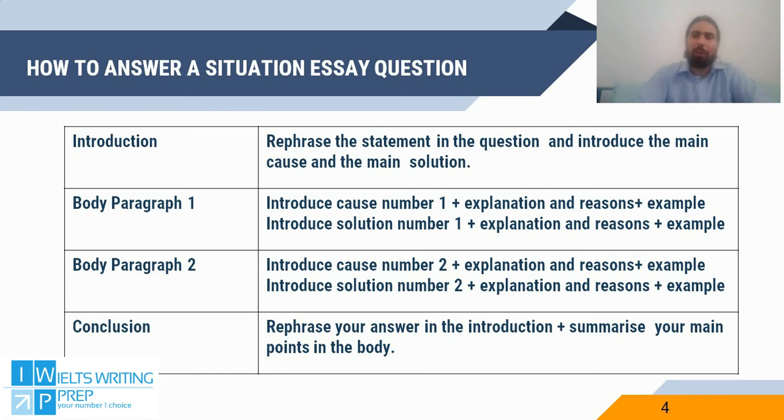So in body paragraph number 1, we want to introduce cause number 1, which we already introduced within the introduction. So we're going to reintroduce cause number 1, give an explanation and some reasons why we believe that this is a cause, and give an example for clarification. And also within the first body paragraph, we want to introduce solution number 1. So we have a cause for the problem, and also we have a solution for the problem. And we want to explain reasons why we think it's a solution and clarify that with an example.